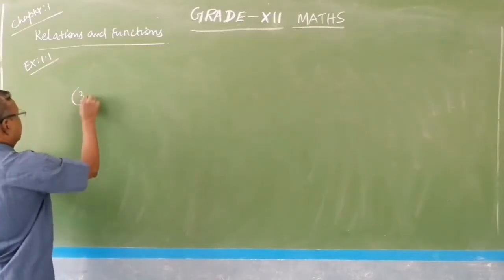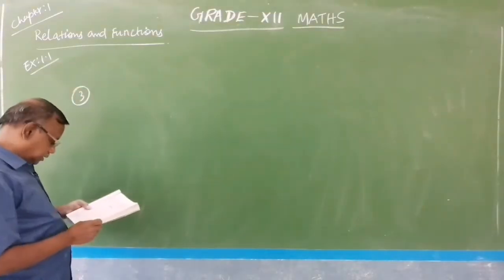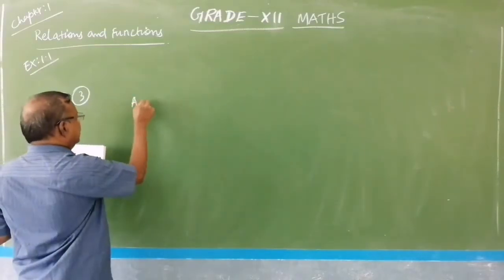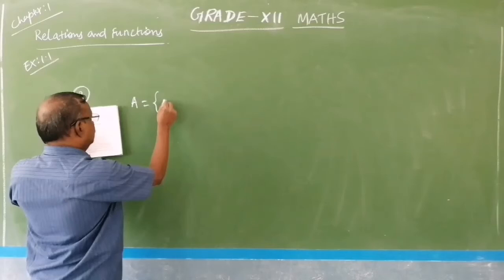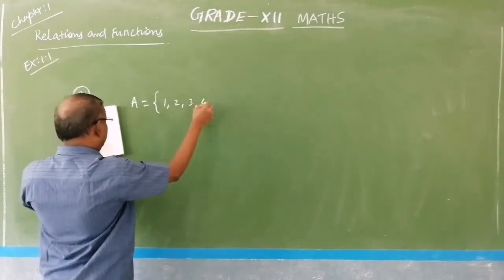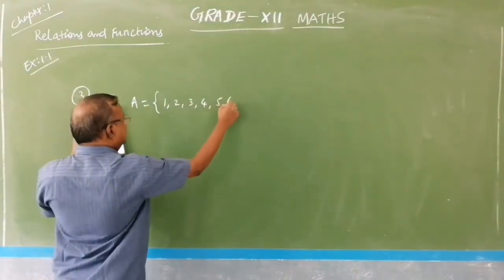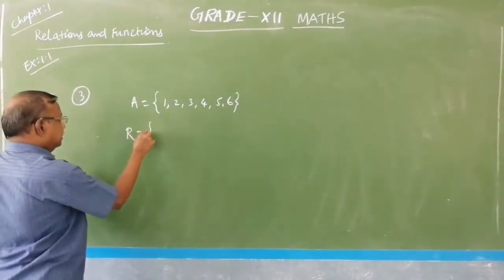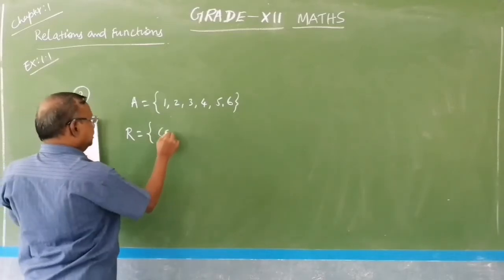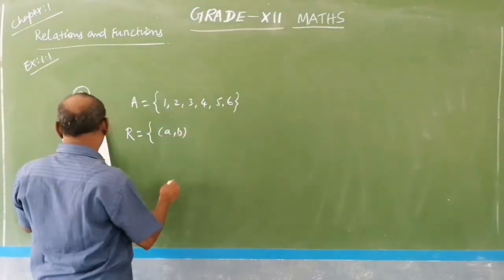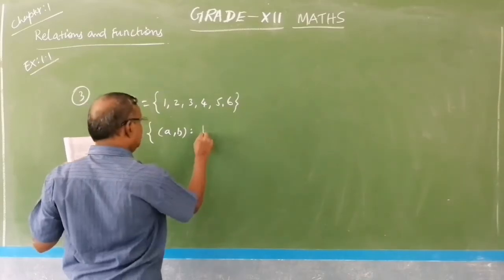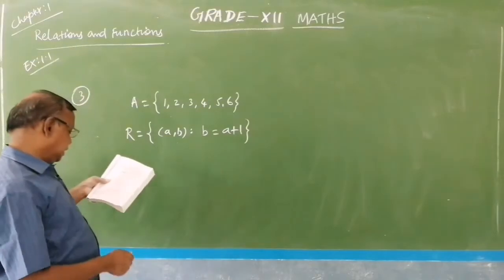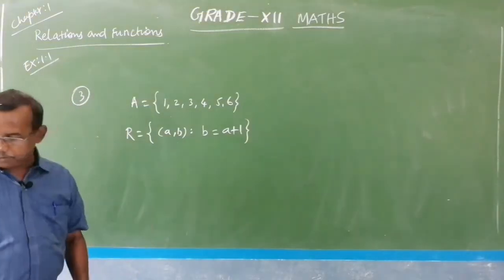Next, question number 3. Check whether the relation R defined in the set A = {1, 2, 3, 4, 5, 6} is reflexive, symmetric or transitive. R is given as the set of elements (a, b) such that b = a + 1. So R is neither reflexive, nor symmetric, nor transitive.